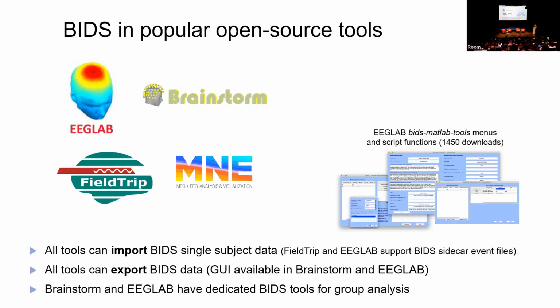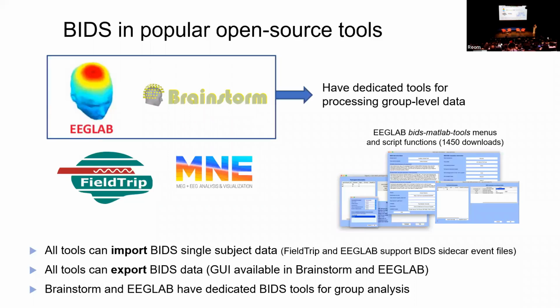I think EEGLAB and Brainstorm have dedicated tools for processing group level data. So basically, if you have a data set with 20 subjects or something in BIDS format, you can directly import the whole study in EEGLAB or in Brainstorm and do group analysis on that data.